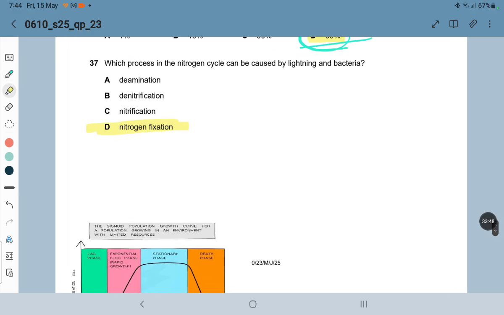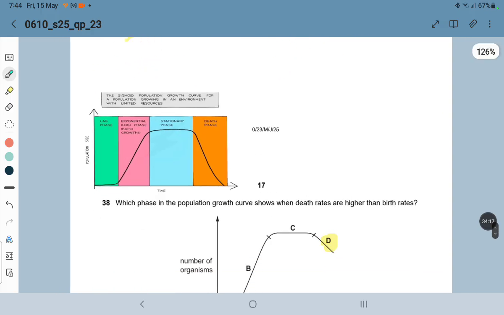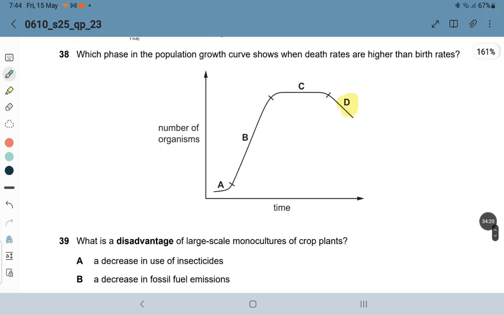Now it's telling you here, which process in the nitrogen cycle can be caused by lightning and bacteria? Of course it is nitrogen fixation. So the nitrogen fixation can be caused by lightning and bacteria, and the bacteria are nitrogen-fixing bacteria. If you ask me why the answer is not C, it is because he told you clearly that lightning is being involved. Lightning is an important factor for nitrogen fixation to occur. So 37 is crucial.